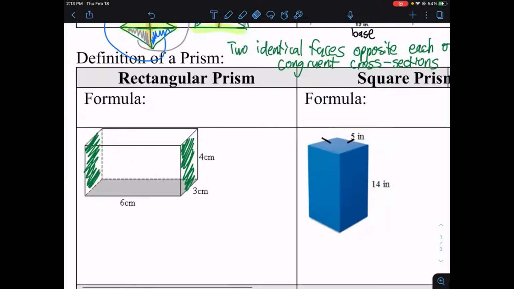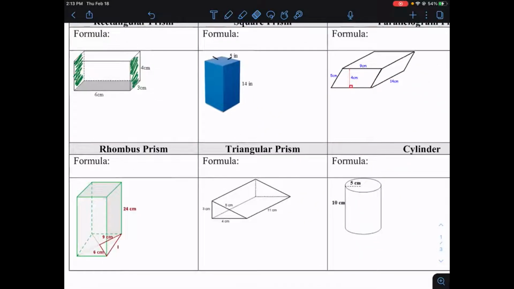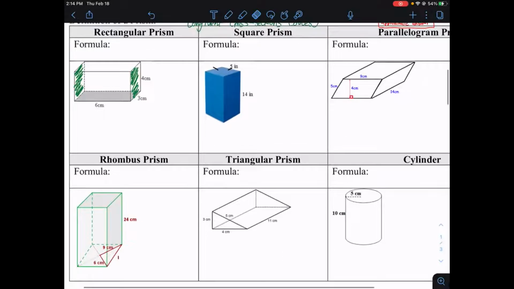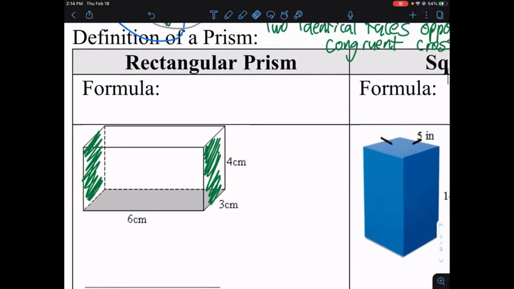Okay, so again, if you look at the 6 shapes in this section, they are all prisms, right? They have opposite sides that are congruent, or the same, and then you could also slice them along their length, and all the slices are the same size. Okay, so we group these together because the way we find their volume is always going to be the same.